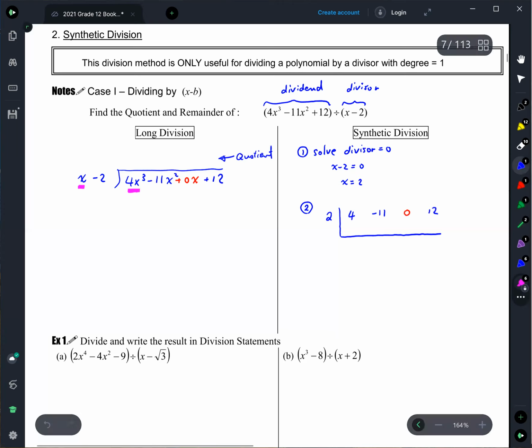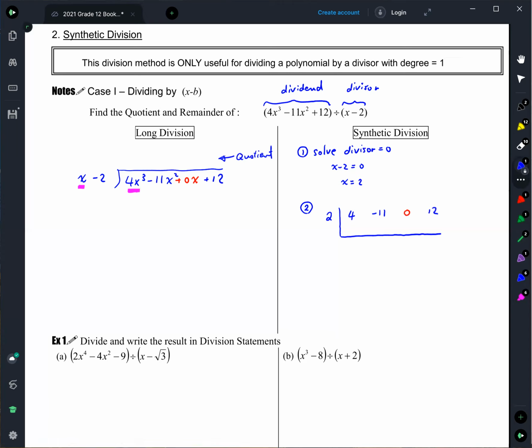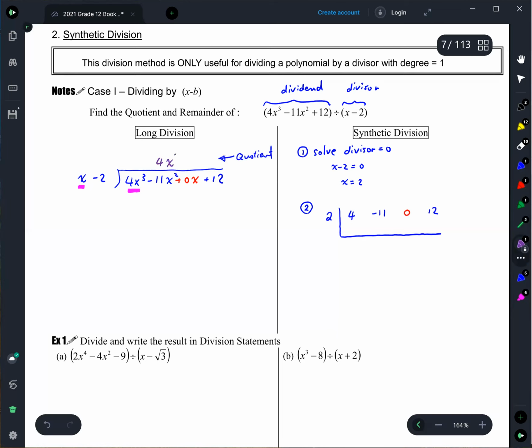Eric, what do you think? x multiplied by x squared. x multiplied by x squared will be x cubed, right? Yeah, but we want to get 4x cubed. 4x squared. Yes, okay, so we need to multiply by 4x squared. So we will put the 4x squared above the x squared column. Okay, you compare the first term with the first term to figure out what to multiply.